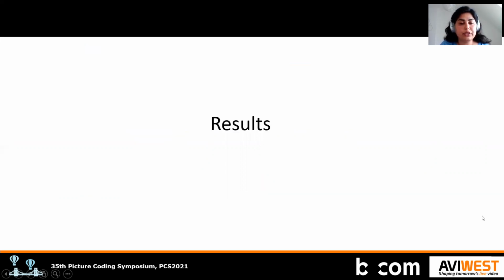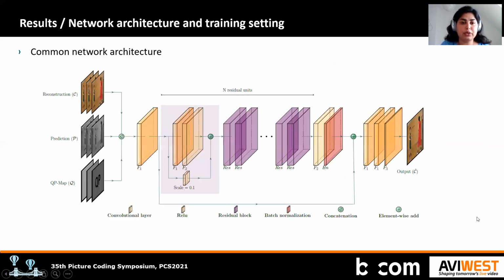So let's see what the results are of using this quality enhancement method after decoding the videos. For network architecture, we didn't invest a lot of time. For feature extraction, we used some residual units. We used 16 residual units with global skip connection. Then we add some more convolutional layers at the end to construct the enhanced frame.